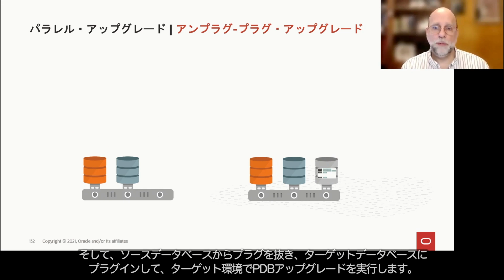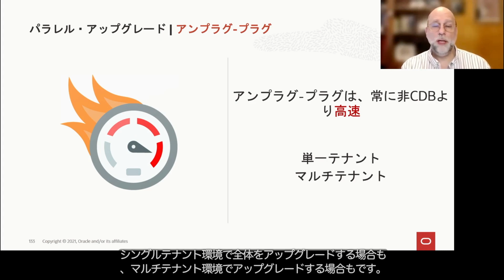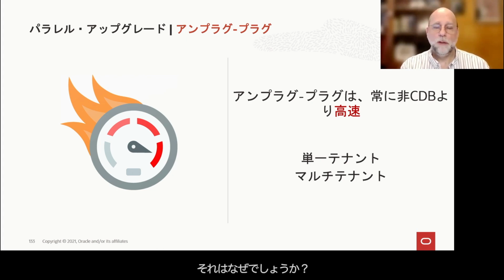and then run your PDB upgrade in that target environment. The nice thing about doing it this way is that unplug and plug is always faster than upgrading the same database as a non-CDB, upgrading the entire thing in a single tenant environment, or upgrading in a multi-tenant environment. So why is that?